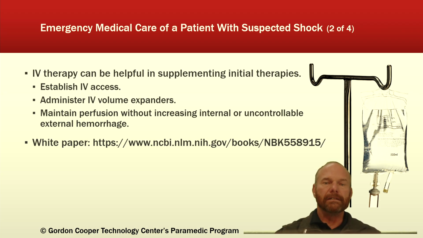Now, IV therapy in treating shock. So IV therapy can be beneficial in supplementing initial treatments for shock. We want to perform that IV therapy en route, as I mentioned, to the ED. It'd be best to get two 16 to 18 gauge catheters if possible. And then we want to administer IV volume expanders to replace that lost blood. So, we're going to probably use isotonic crystalloids for fluid resuscitation and maintain perfusion. So we want to aim to maintain perfusion without exacerbating the internal or uncontrollable external bleeding.